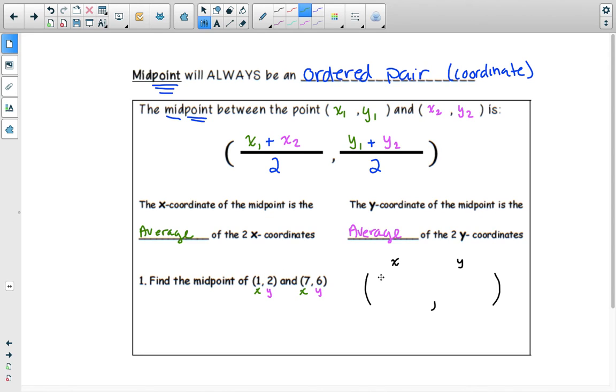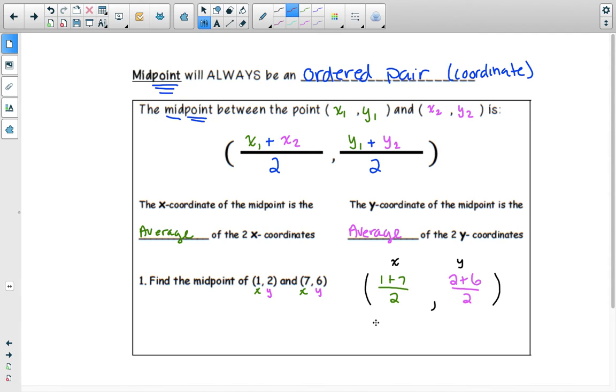So we're going to do 1 plus 7, and we divide it by 2 because that's the average. We want to find the average of the y values, which is 2 plus 6, that's all of our y values. We're going to divide by how many we have. We have 2 of them. Now to actually simplify that will give us our midpoint.